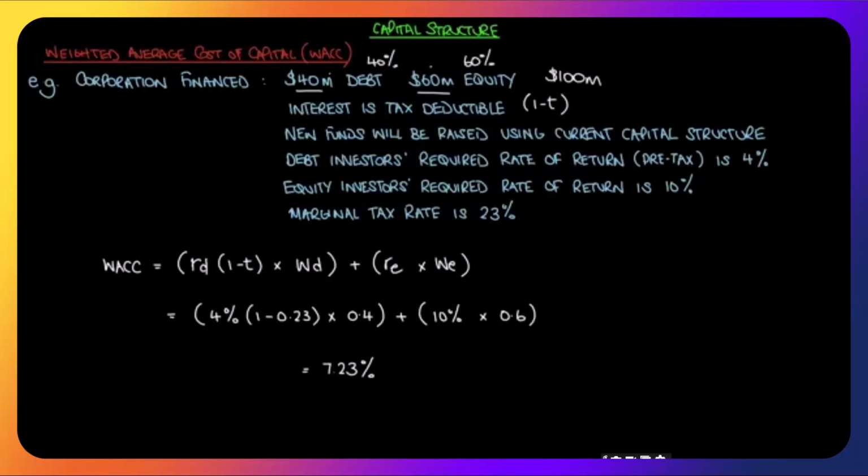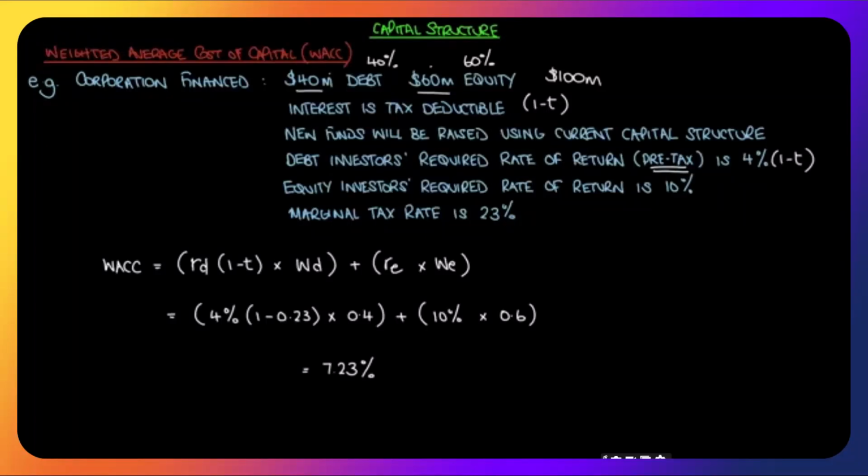Debt investors' required rate of return pre-tax, note that, is 4%. That 4% will need 1 minus T-ing. Equity investors' required return is 10%. No 1 minus T-ing there. Distributions not deductible. And T itself, the marginal tax rate, is 23%.